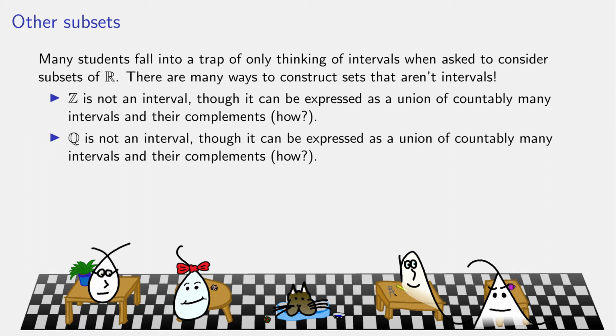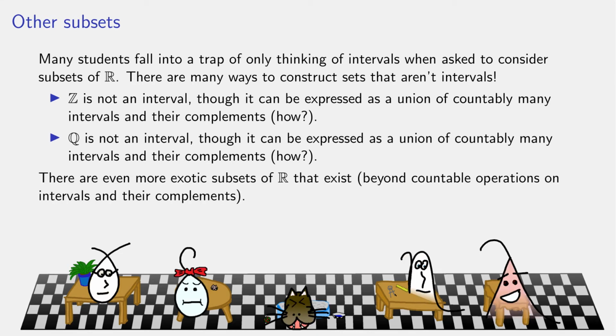You could also throw intersections in there if you wanted. So try to think, how can I express the integers as a union of infinitely many different intervals? The rational numbers as well, not an interval, but can be expressed as infinitely many intervals and their complements with unions and intersections thrown in. Try to think about how to do that as well.